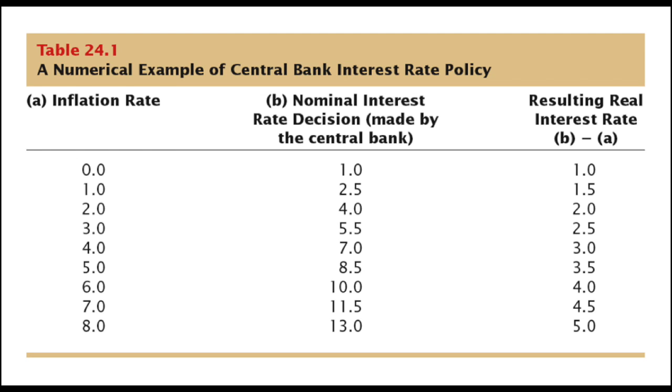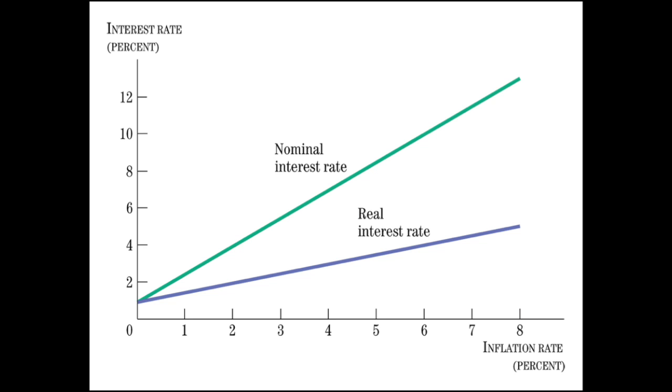In the table, the central bank responds to higher inflation by raising the interest rates. For example, if the inflation rate increases from 5% to 6%, the central bank will respond by increasing the nominal interest rate from 8.5% to 10%. Note also that the increase in the interest rate is higher than the increase in the inflation rate. This is because the real interest rate, which is the nominal interest rate minus the inflation rate, must rise in order for aggregate demand to fall.